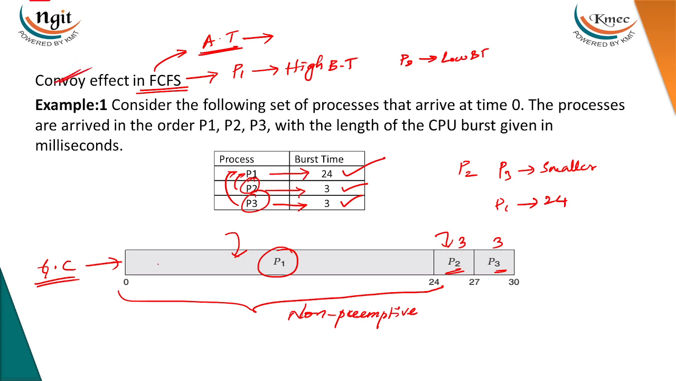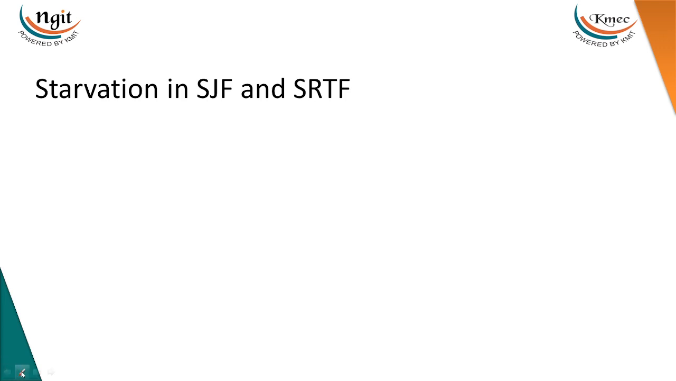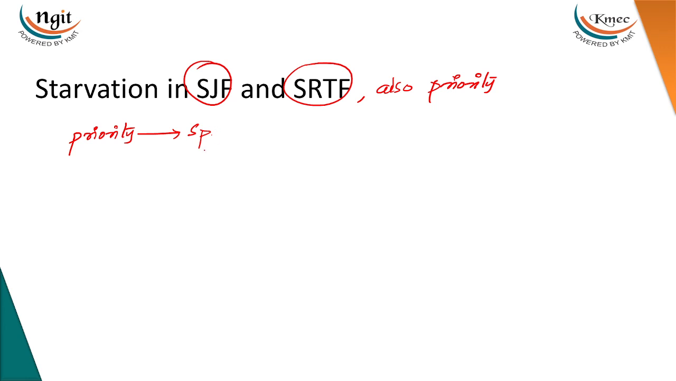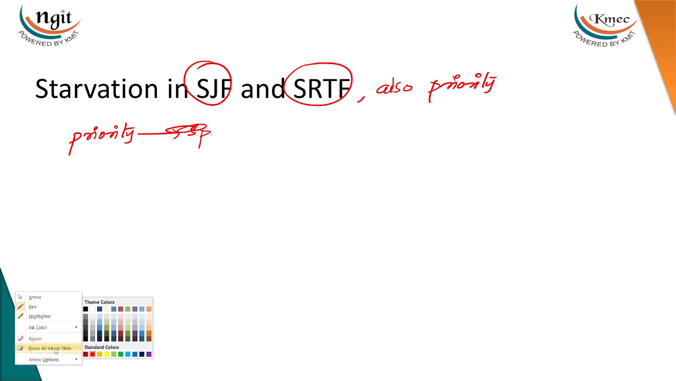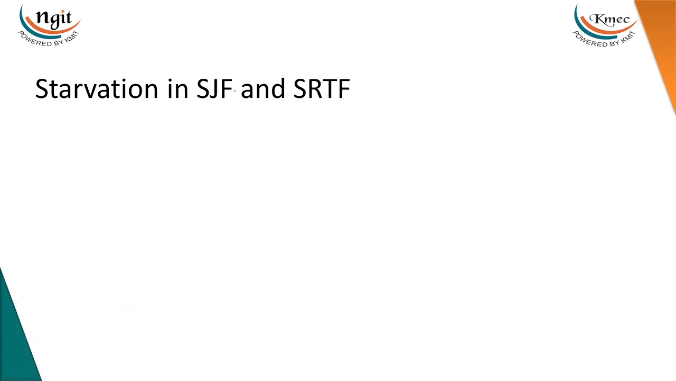The next case is starvation. Starvation will happen in SJF, SRTF, and also in priority scheduling. See, SJF and SRTF are special cases of priority scheduling. Okay, so what is that? SJF and SRTF are special cases of priority scheduling.